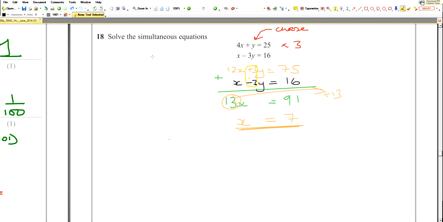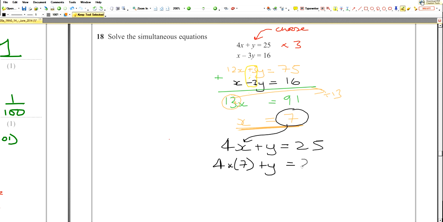So let's go back to one of the, which equation should we use? We use the first equation? Second. You'd be better off using the first one because in the second one, y is negative. But I'm going to use the first one because it's easier. Now, ladies, where do we put the x equals 7 into? There. So we have now 4 times by 7, add y is equal to 25.